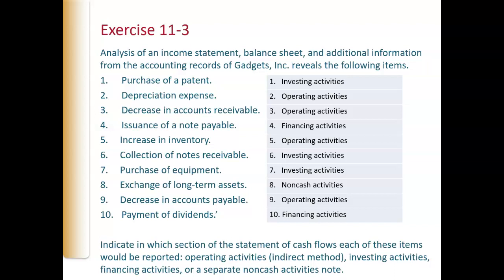Collection of a note receivable, investing. Purchase of equipment, long-term asset, investing. Exchange of a long-term asset, no cash is involved, right? Decrease in accounts payable, current liability, operating. Payment of dividends. Remember, if the company receives dividends, it's operating. But if we're paying out dividends to the shareholders, it's financing. Okay, does that make sense?